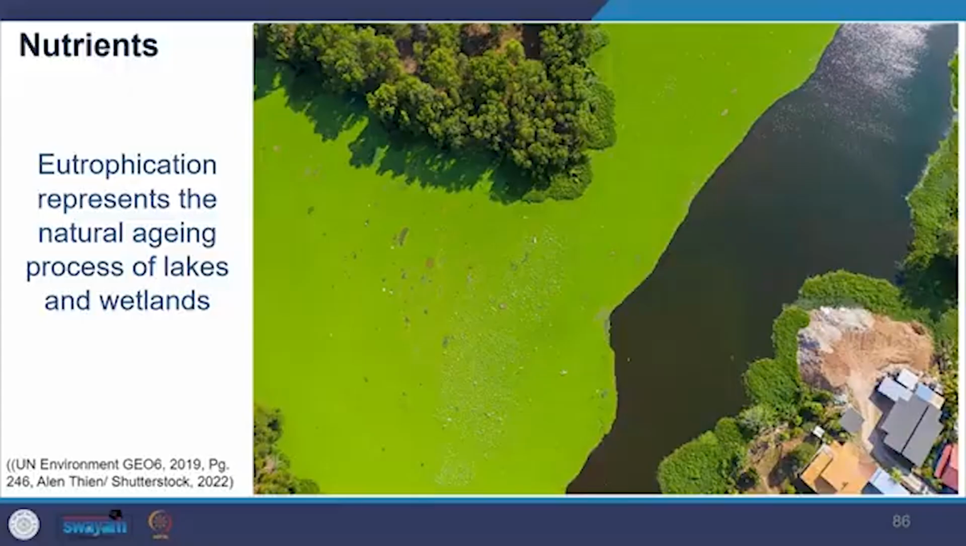Let us familiarize ourselves with the term eutrophication. Eutrophication represents a natural aging process of lakes and wetlands, wherein they become enriched with nutrients. So it gets more nutrients and sediments and becomes more biologically productive, usually over a long period. But because of our activities, the nutrient loads can drastically increase. What goes into the water, the nutrients would drastically increase, and this process accelerates, speeds up.